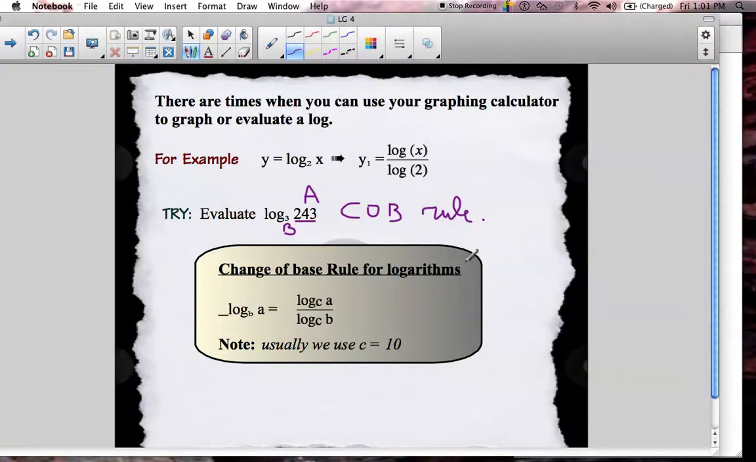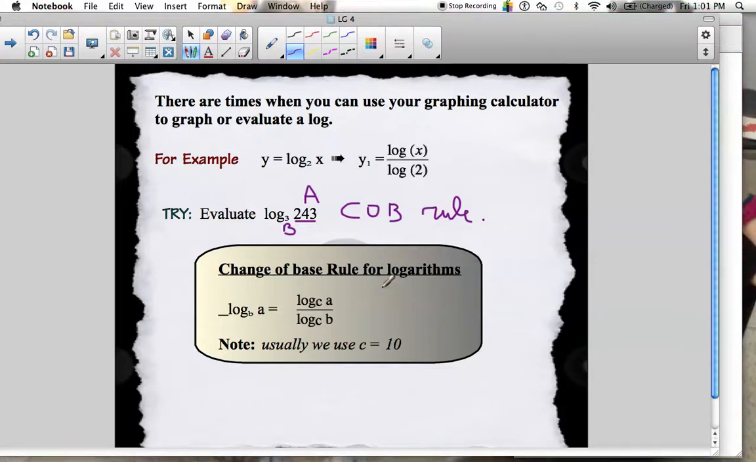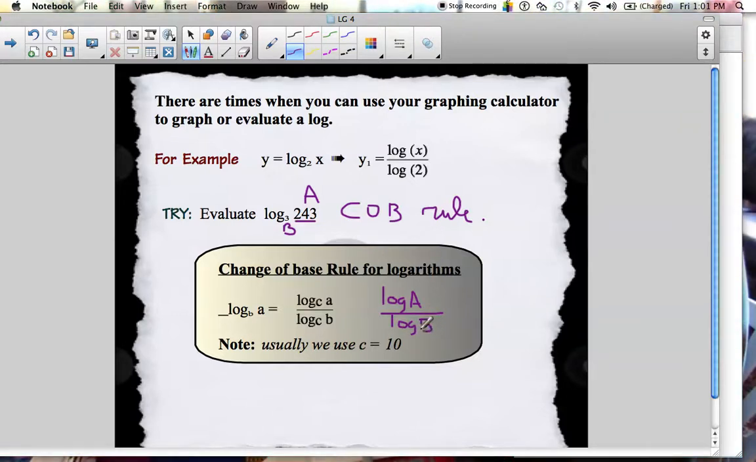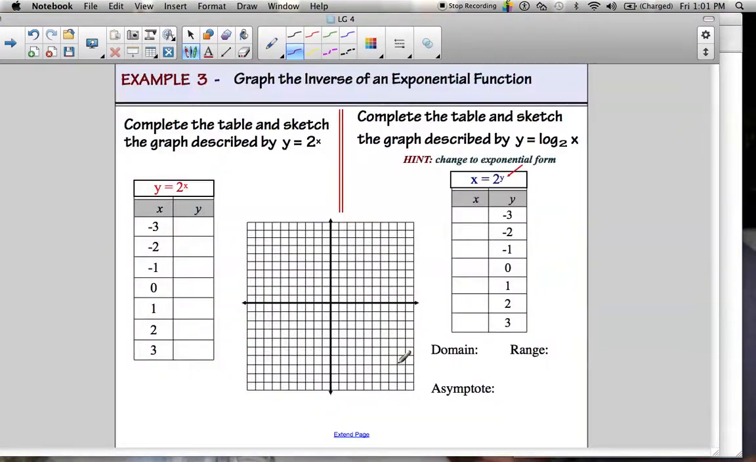So just to recap it, remember the change of base rule is log of A, the argument, divided by log of B. Okay, so that's the quick and easy way. All right, so let's move on. So now we're going to deal with some graphs.